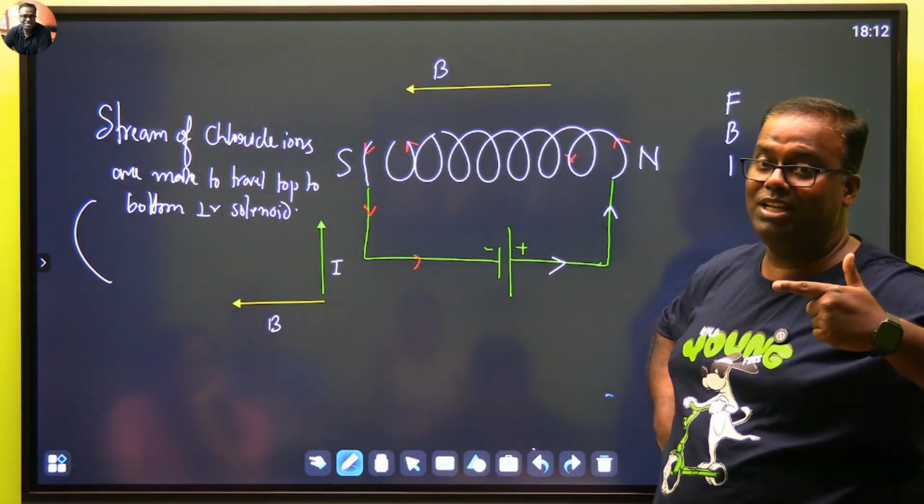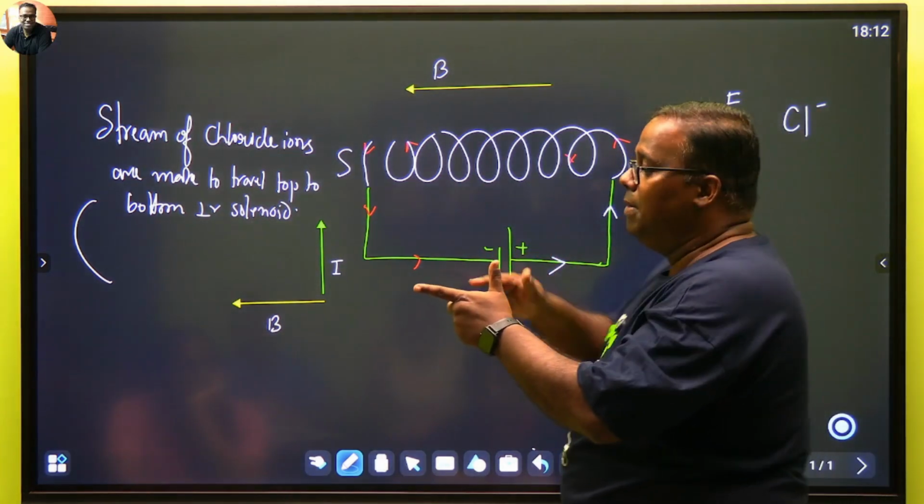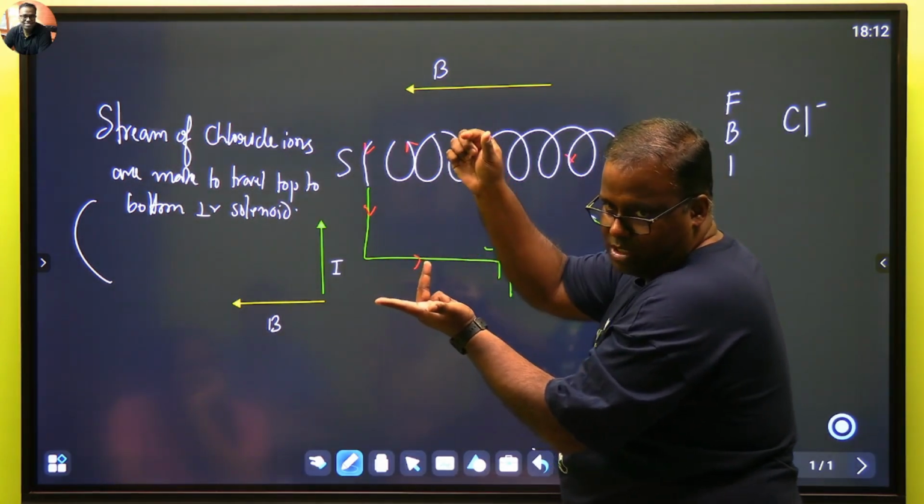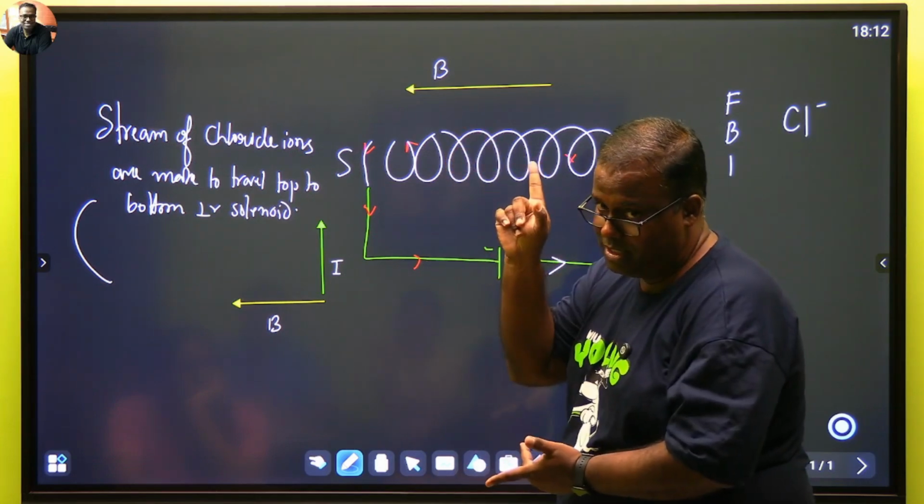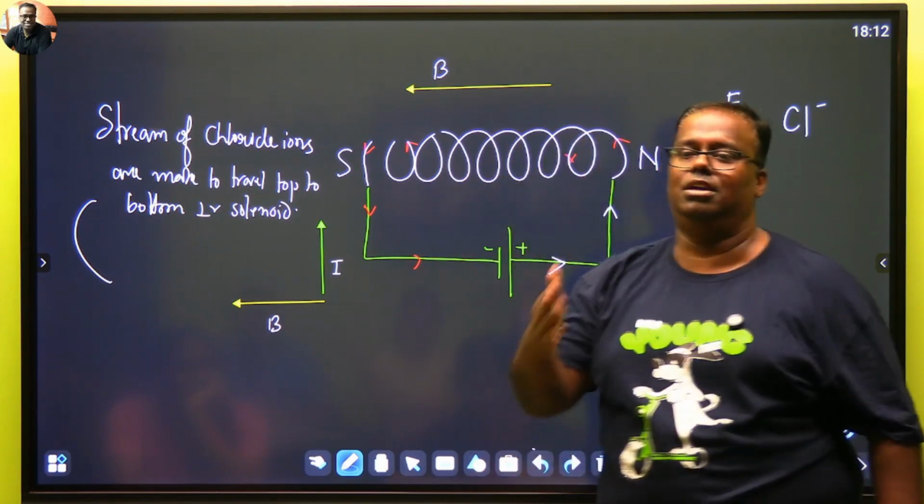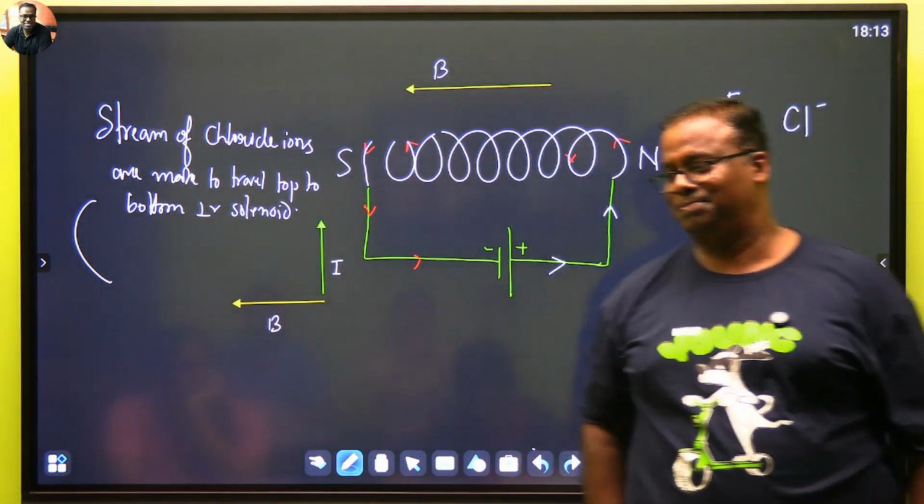So you have to basically gauge that force is on this side. Now use Fleming's left hand rule. Magnetic field is on this side. Force is on this side. That means current must be going upwards. But these are chloride ions. So the chloride ions must be initially going downwards. Yes, the question will come like this. In the board exam, questions like this will come.